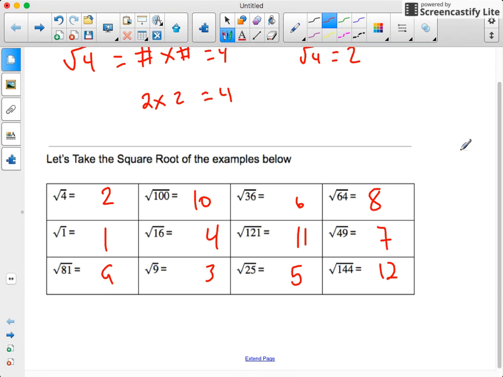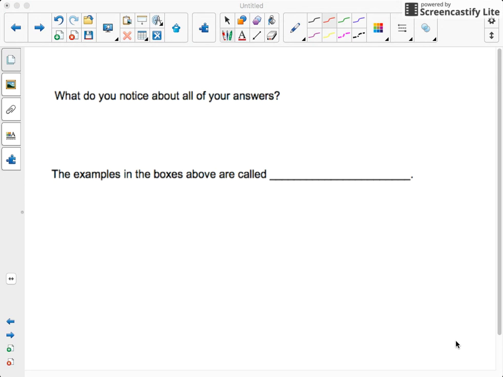Down below, the question asks, what do you see about all of those answers? Give it a second, try to think. I'm going to give you a couple seconds and see what you come up with. Hopefully you thought about it and came up with, those numbers are all whole numbers. There are no decimals, something to that effect.